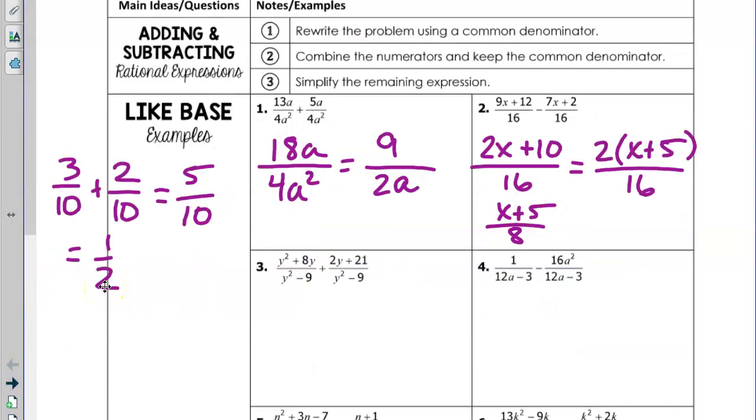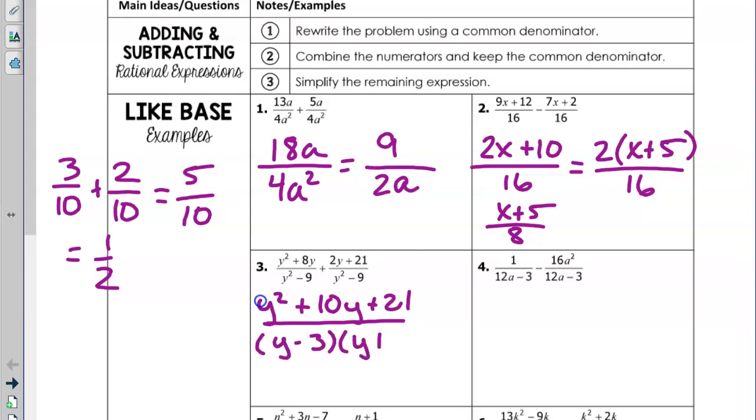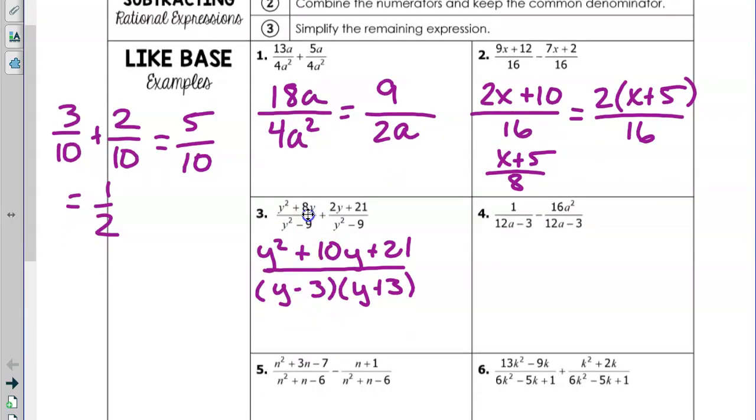All right, so again, we're just adding the top. So y squared stays there, so there's nothing to combine it with. 8y plus 2y would give me 10y. And then we just have 21 at the end. Y squared minus 9 stays there, so we can go ahead and factor that. What does y squared minus 9 factor to? y minus 3 and y plus 3. All right, now we're going to factor the top. What did you get when you factored the top? y plus 7, y plus 3.